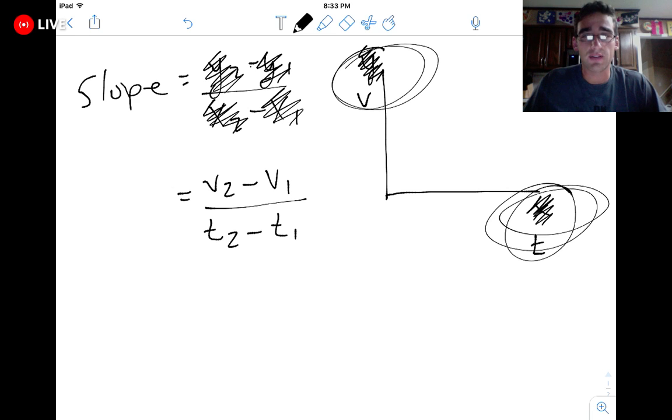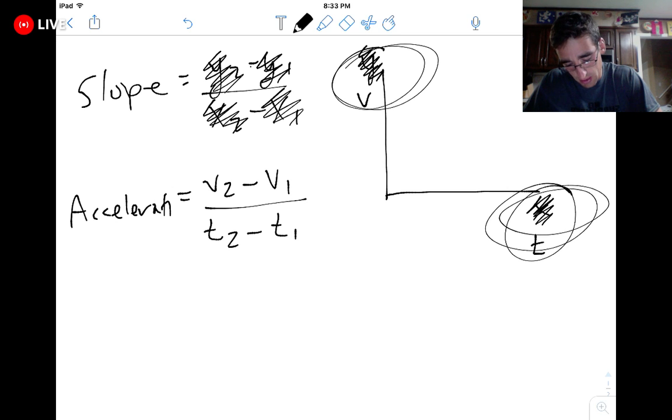For a velocity versus time graph, remember that slope is equal to acceleration. So now acceleration is equal to v2 minus v1 over t2 minus t1. Now, that might seem like it's doing too much, but let's see how it can help us out.